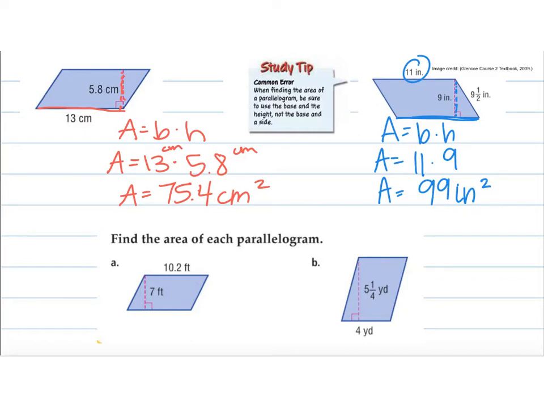Next one, again, area equals, always start with writing down the formula, base times height. Fill in the numbers. Well, the base would be 10.2, this side here, times the height of 7. Multiply those two numbers together, and the area equals 71.4. We have feet squared.